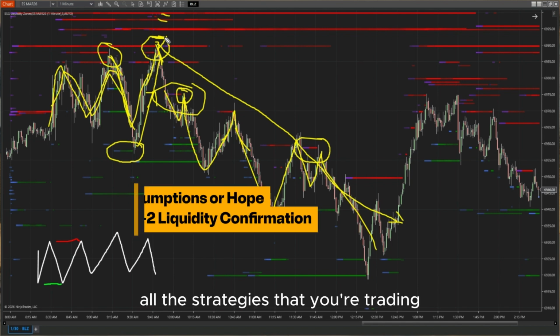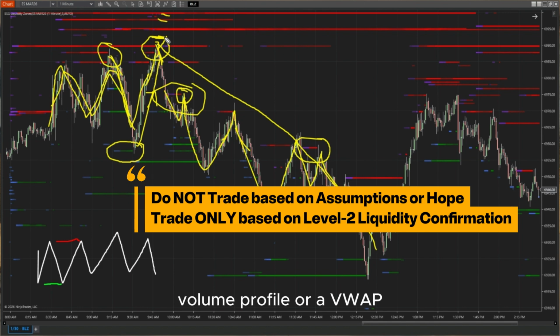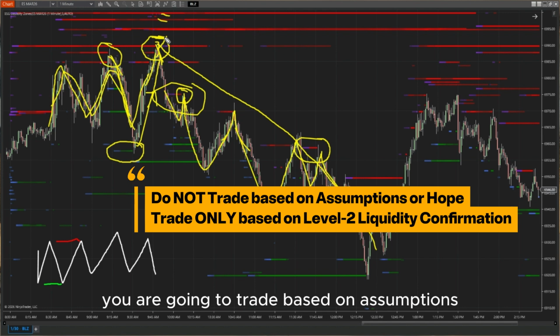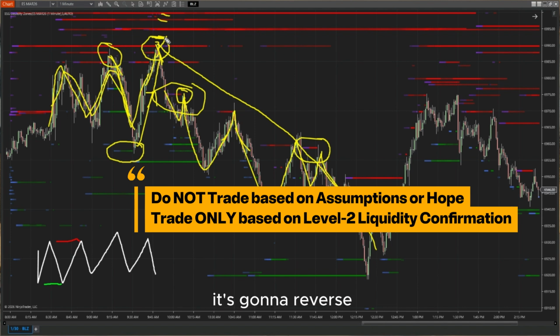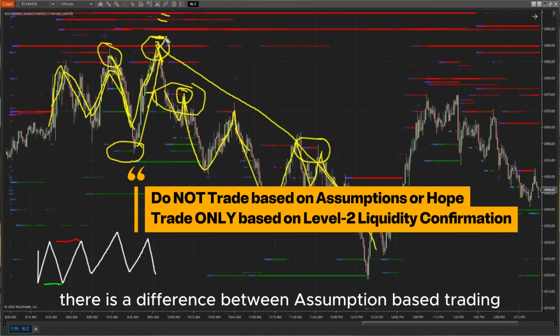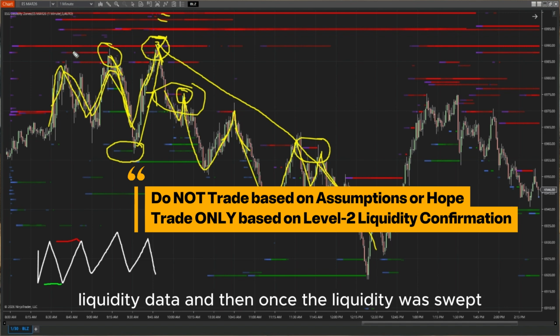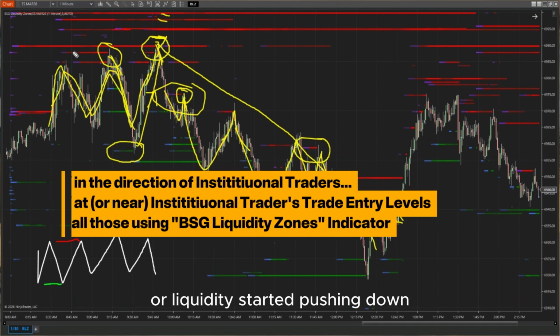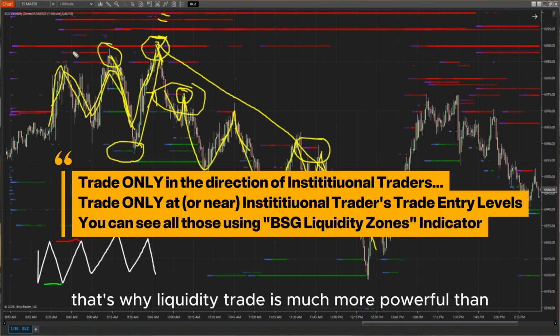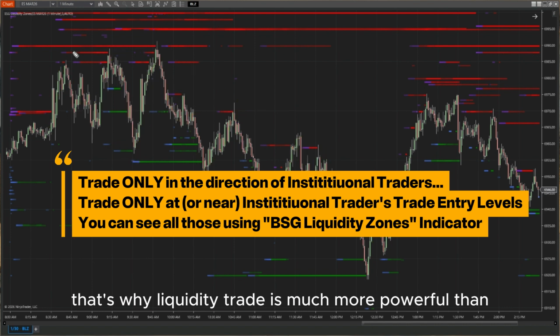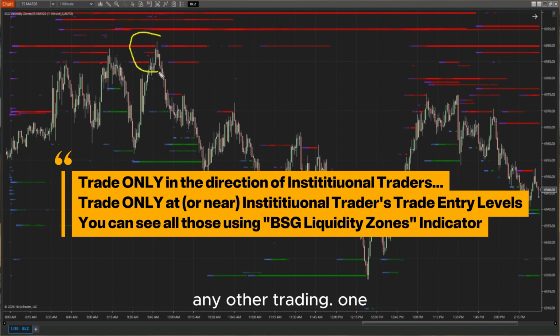All the strategies that you're trading, supply and demand or volume profile or a wave, you are going to trade based on assumptions. Oh, there's support because I saw a couple of bounces, it's going to reverse. That's assumption. There's a difference between assumption-based trading and proof-based trading. The proof is here. We are looking at the real-time order flow liquidity data, and once the liquidity was swept or liquidity started pushing down, we are taking the trade. That's why liquidity trading is much more powerful than any other trading.